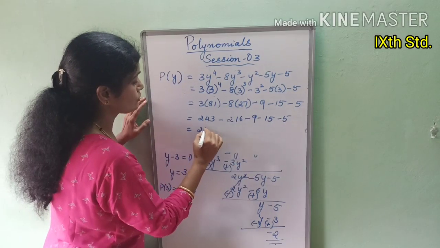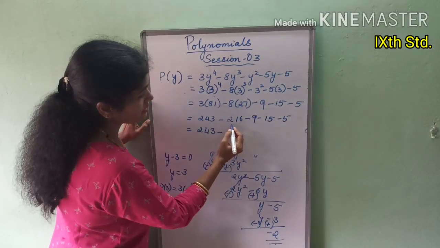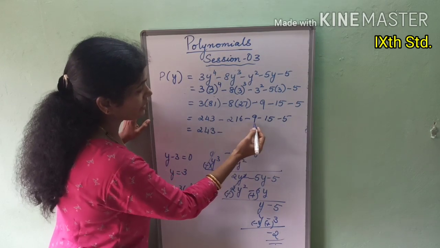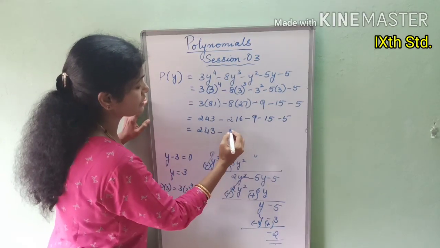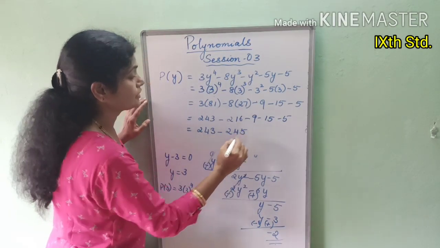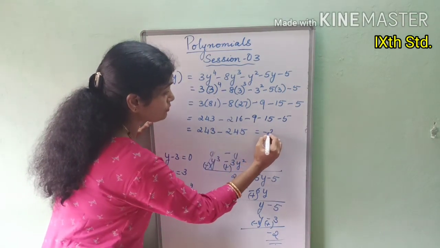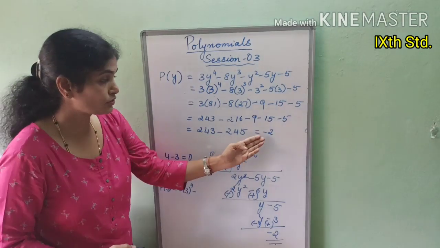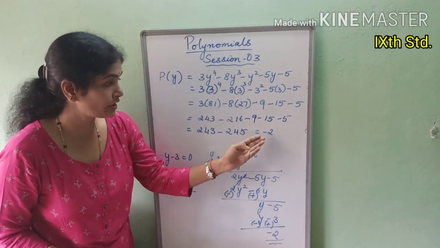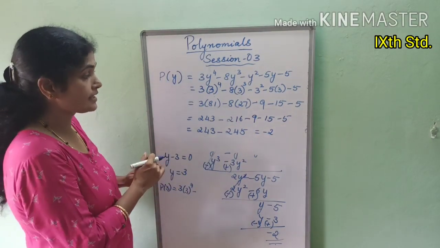So this is 243 minus, how much is this? 29 plus 216 gives 245. So 243 minus 245 gives you minus 2. Right, so the remainder is minus 2. Here also it is minus 2. That means what is it?